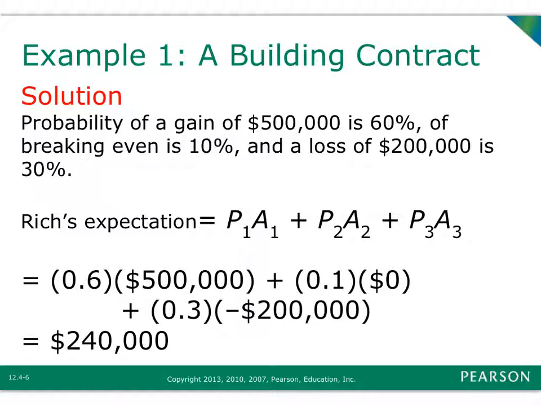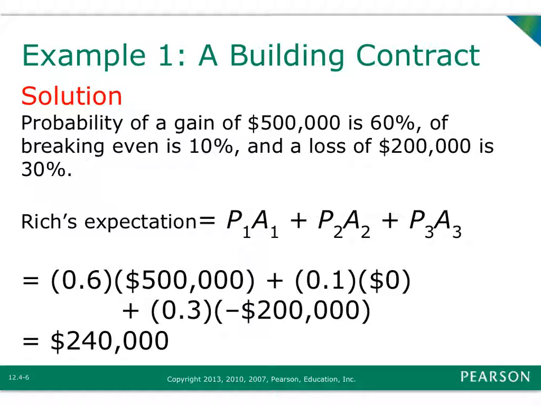Well, in this case, we could set up a probability distribution with the values being 500,000, 0, and negative 200,000, and then put in the probabilities associated with those events: 60% at 500,000, 10% at 0, and 30% at negative 200,000. Then we can use the expectation formula, which is 0.6 times 500,000 plus 0.1 times 0 plus 0.3 times negative 200,000. Notice for a loss we always use a negative symbol.